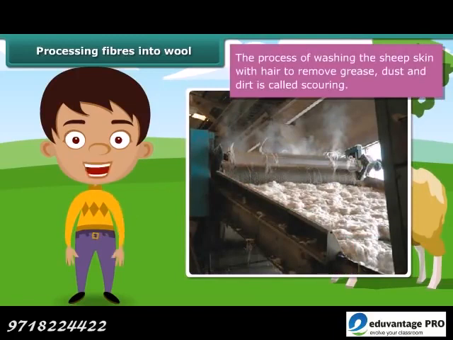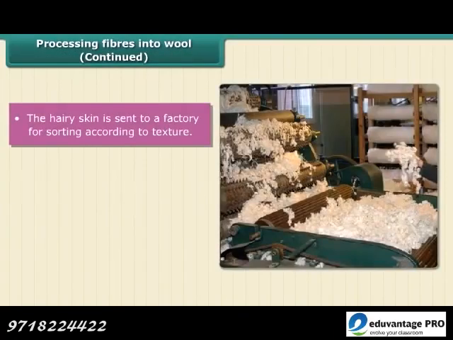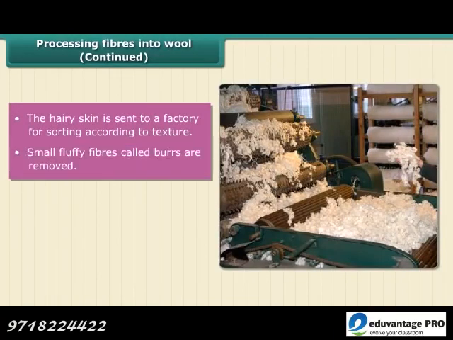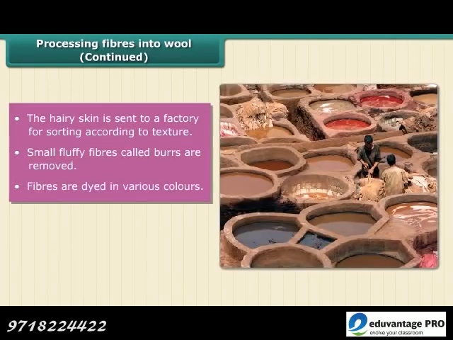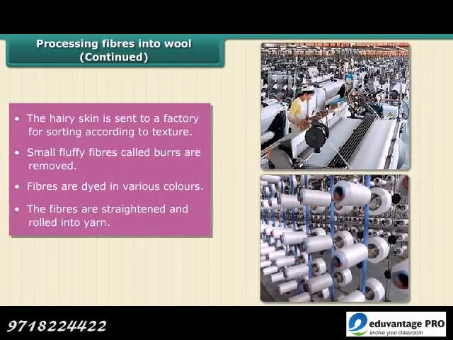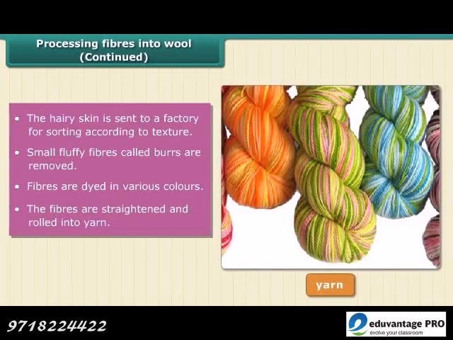Usually, hair is removed during the hot weather. This enables sheep to survive without their protective coat of hair. Then the sheared skin with hair is washed thoroughly in tanks. This exercise is undertaken to remove grease, dust, and dirt. This process is called scouring. The washed hairy skin is sent to a factory where hair of different textures are separated or sorted. The small fluffy fibers called burrs are picked out from the hair. Fibers are dyed in various colors as the natural fleece of sheep and goats is black, brown, or white. The fibers are straightened and rolled into yarn, and finally the wool is ready to use.